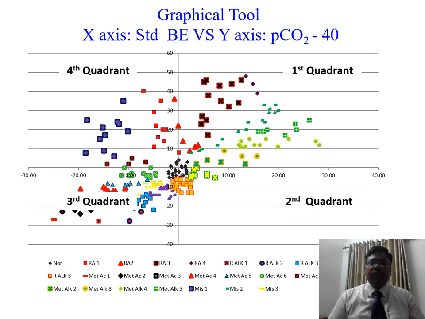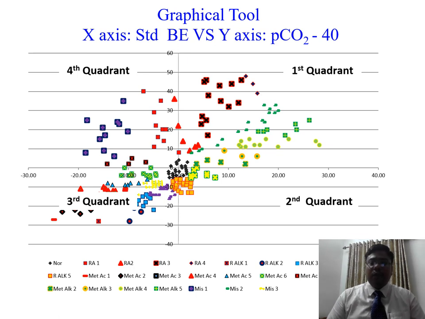So the graphical tool is constructed with standard base excess on the x-axis and PCO2 minus 40 on the y-axis. Various groups are plotted. Suppose I plot in this graph and apply the compensation rule. If the point does not move, there is no shift for the point, it denotes only compensations, no second acid-base disorder. If the plotted point is shifted upward, it denotes the presence of a second acid-base disorder. An upward shift denotes respiratory acidosis. If the plotted point, after applying the compensation rule, is shifted downward, it denotes respiratory alkalosis.